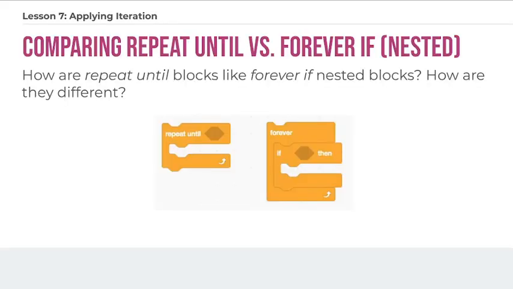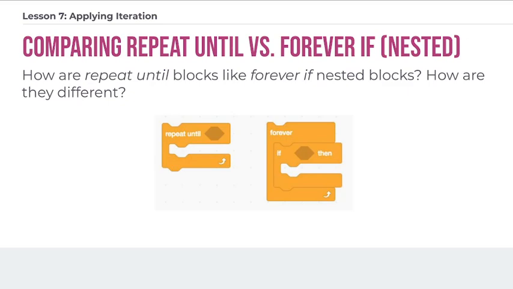So the next comparison we'll make is between the repeat until structure, so repeating until a condition is met, versus the nested forever if set of blocks. All right, so we can see similarities. We can see that they both have the same shape. They both take a Boolean. All right, so what makes them different? They're both going to repeat.